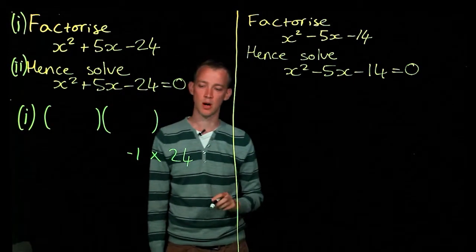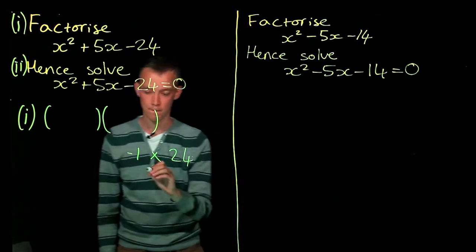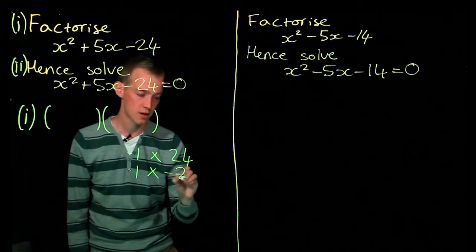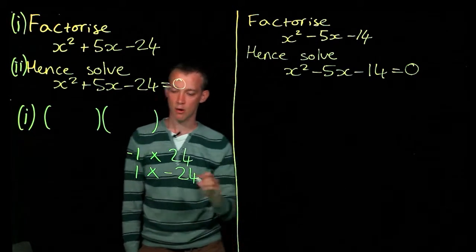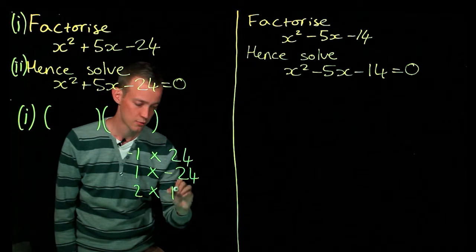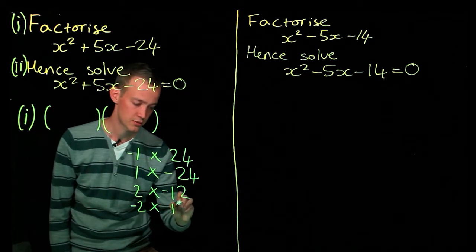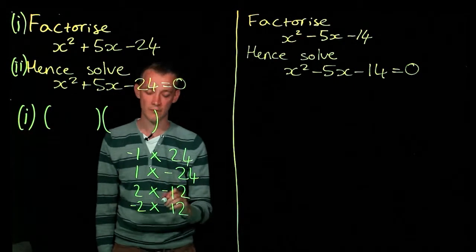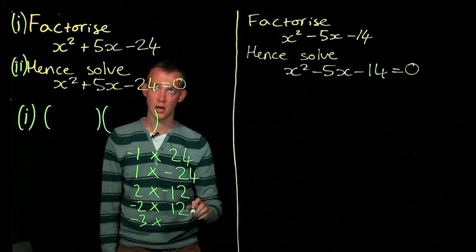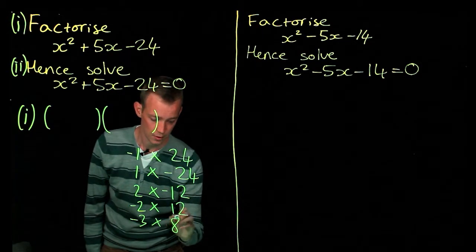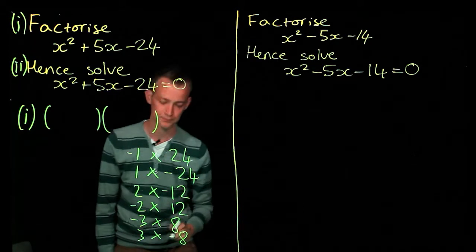And I know that minus 1 times a positive 24 makes minus 24. In the same way, 1 times a minus 24 makes minus 24. So let's go up like that. I've got 2 times 12, 2 times a minus 12, a minus 2 times a positive 12. I have also got a minus 3 times a positive 8, and a 3 times a negative 8 as well.